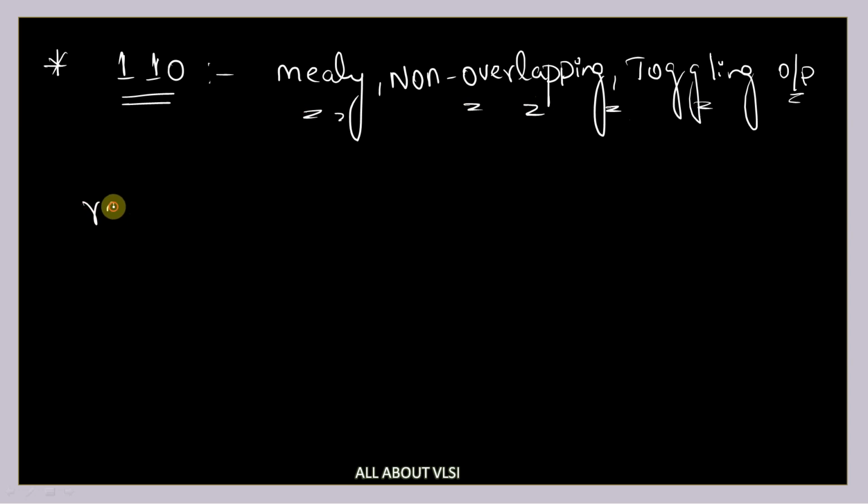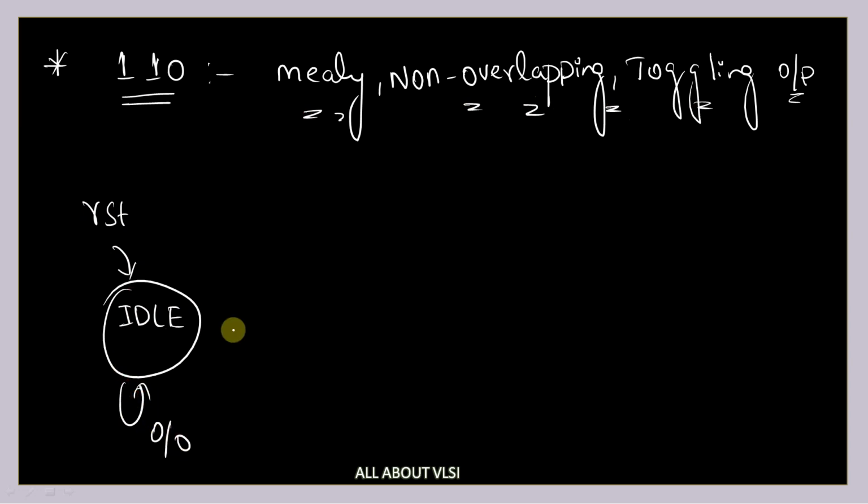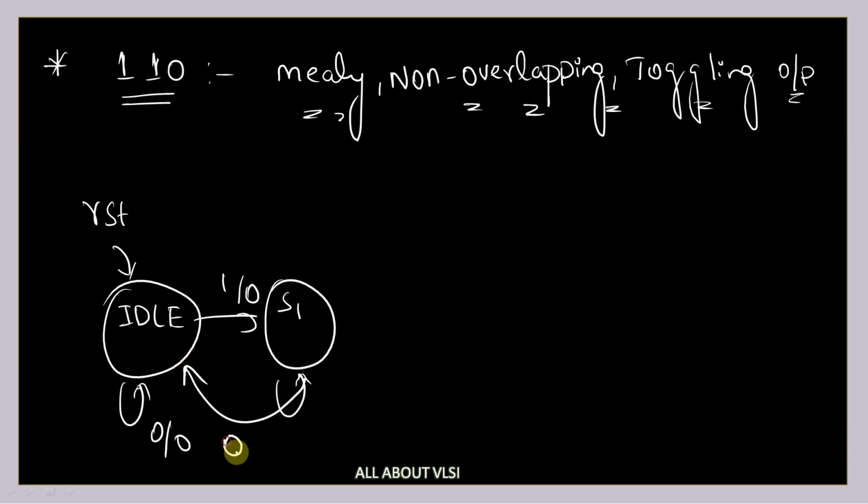If I apply reset, I'm going to the idle state, and on 0, I'm going to stay in the same state. On 1, I'm going to the next state, 1 bit matching, followed by one more 0. Then I will go to the idle state. My output is equal to 0, but if I'm getting 1, I'm going to the next state S2.